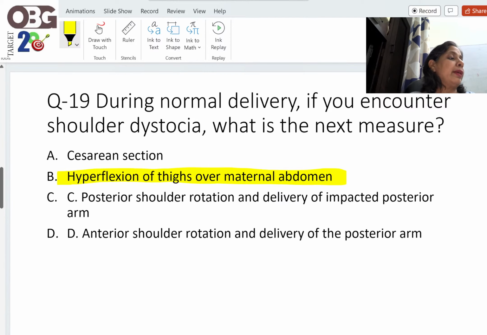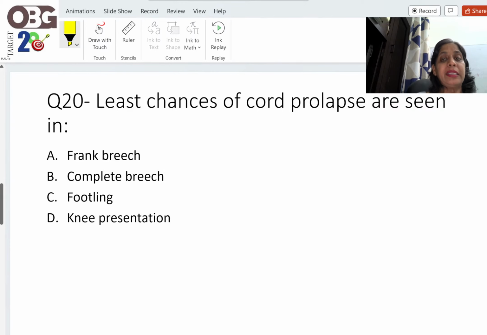That is how emergency situations are asked again and again, because the emergency maneuvers are usually done by the residents themselves, right? That is why they are being asked repeatedly, so you should know about the emergency. In one way or the other they are asking you. Hyperflexion, abduction. Least chances of cord prolapse are seen in.